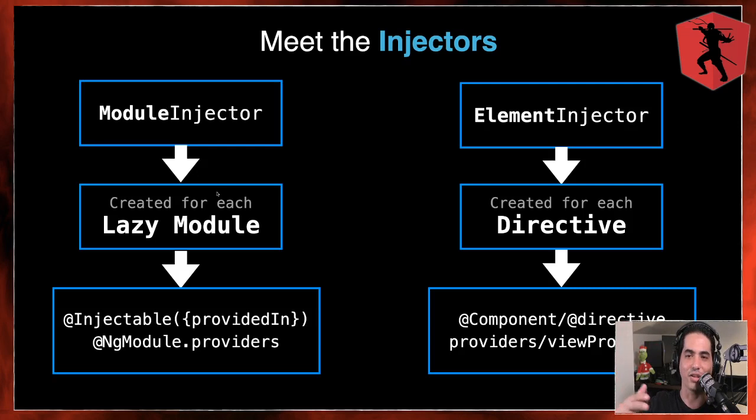Basically, this is the injector that kicks in after Angular can't resolve and provide you a dependency because it can't find it in the node injector hierarchy.